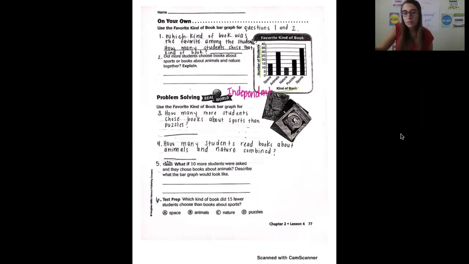So these are the favorite kinds of books from the students. We have space, animals, nature, puzzles, and sports. And right now, before we even get started, I want you to figure out what is my key. So what is my key to my bar graph? Now, an easy way to do that is start at 0 and look to see what the next number is, and that's the number you're counting by. Because remember, it's the same each time. So what number are we counting by?